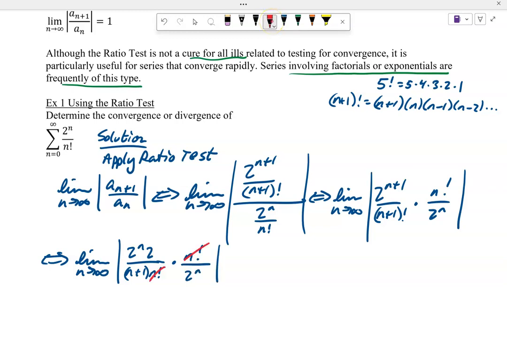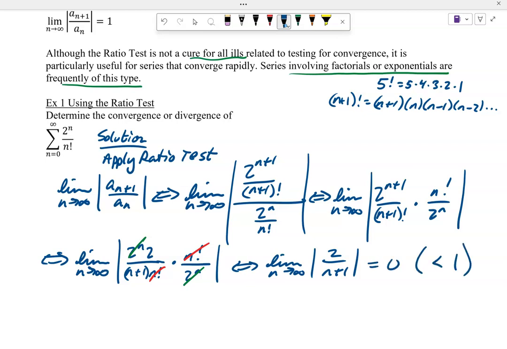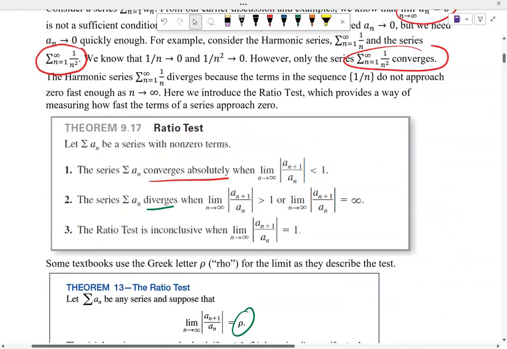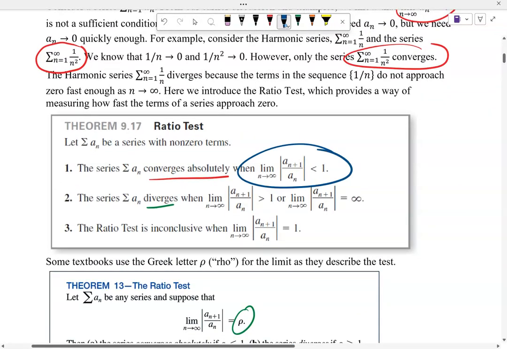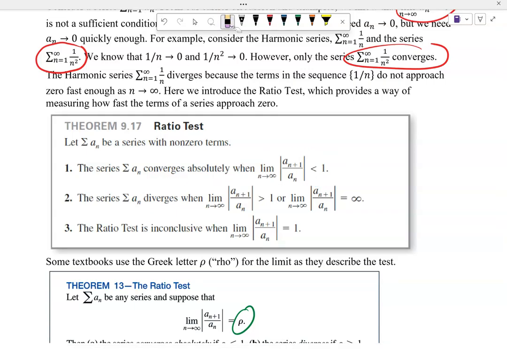So n factorial over n factorial, and 2 to the n over 2 to the n cancel. So it looks like we're left with 2 over n plus 1. Well, as we run that to infinity, 2 over a huge number, right, we get 0. Well, it's 0, which means it's less than 1, right? I go back up here, look at it, and I'm like, oh, I'm less than 1. So this thing converges absolutely.